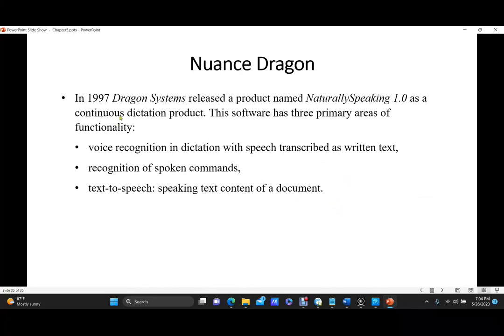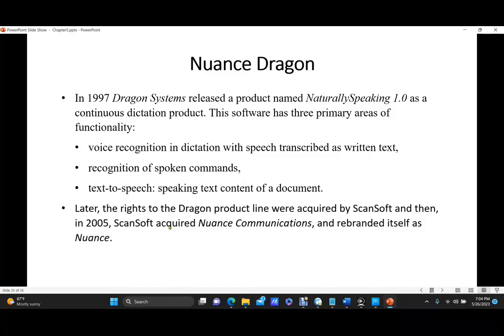In 1997, earlier than these others, Dragon Systems released a product named Naturally Speaking One as a continuous dictation product. This software has three primary areas of functionality: voice recognition and dictation, with speech transcribed as written text; recognition of spoken commands; and text to speech, speaking the text content of a document.